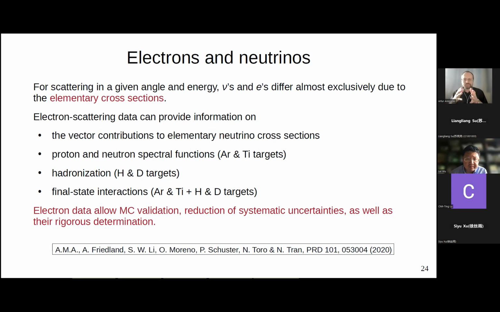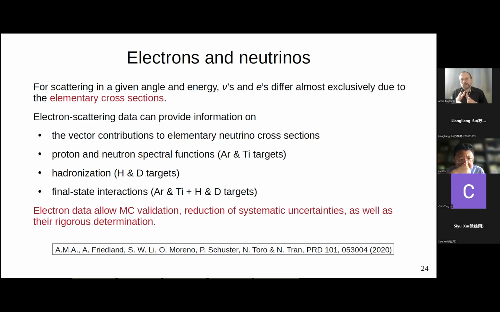So, for example, the spectral functions can very well be measured using electron data, and that will be the main topic of my presentation. We can also take the vector contributions to the elementary cross sections of neutrinos. We can base them on precise electron scattering data for protons and neutrons. We can also learn about hadronization, looking at experimental data for the lightest targets, hydrogen and deuterium.